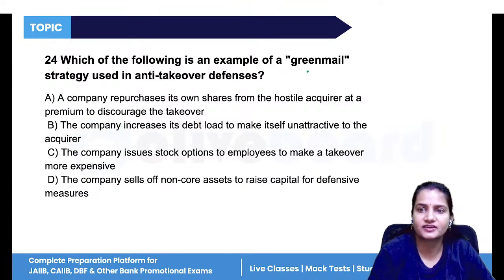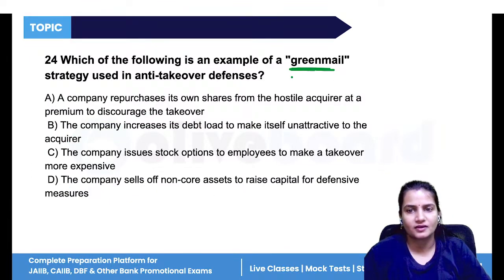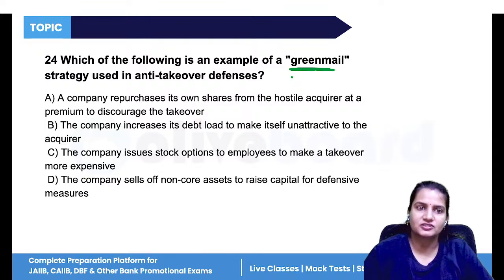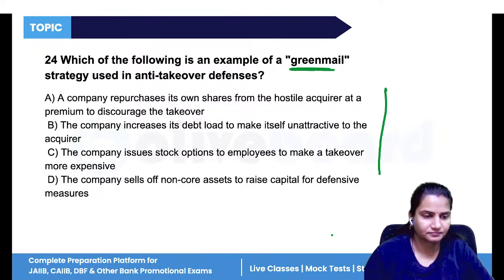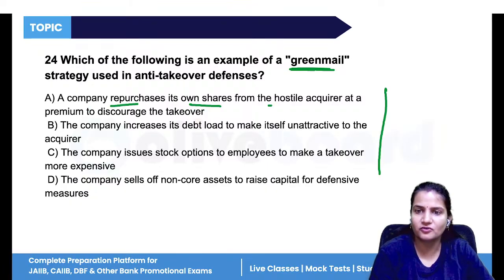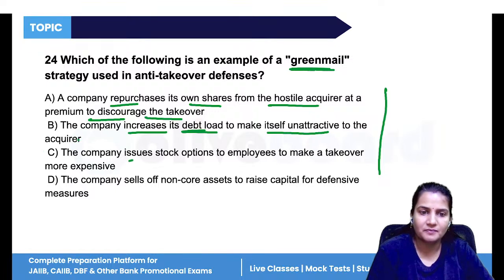Now, what is greenmail? Greenmail is a type of strategy used by companies for anti-takeover defense. Now, what is an example of greenmail? A company repurchases its own shares from the hostile acquirer at a premium to discourage the takeover. The company increases its debt load to make itself unattractive to the acquirer. The company issues stock options to employees to make the takeover more expensive, or the company sells off non-core assets.